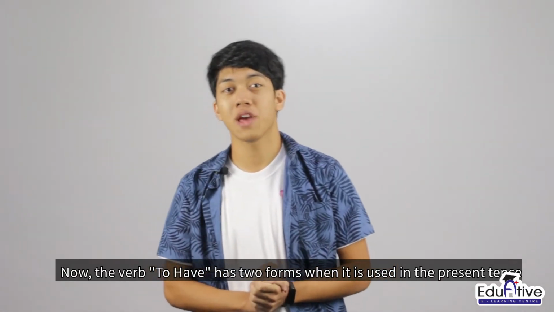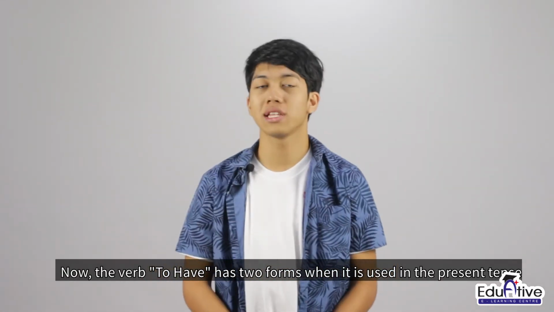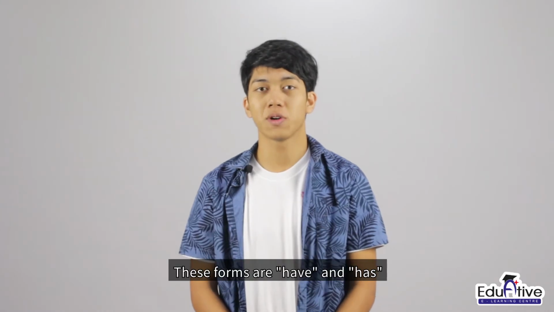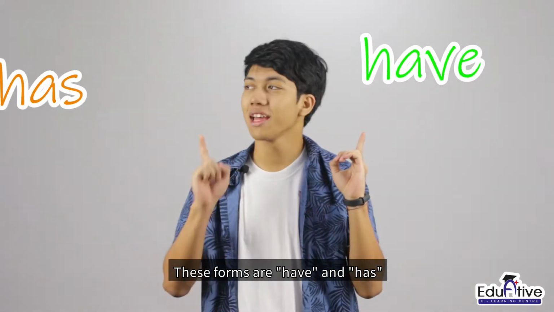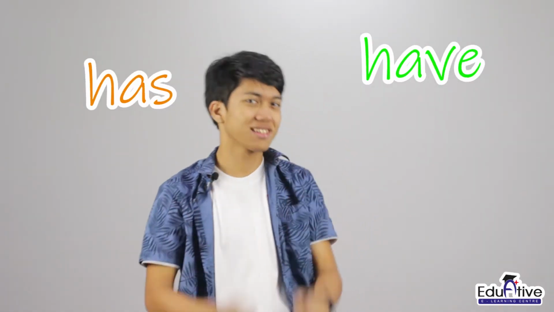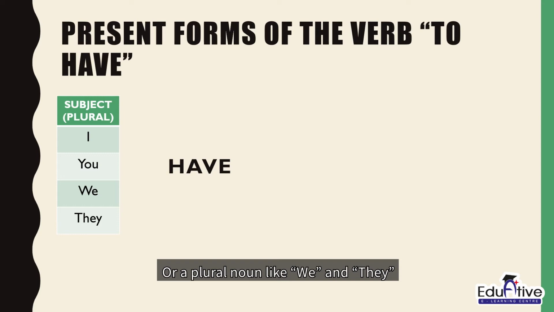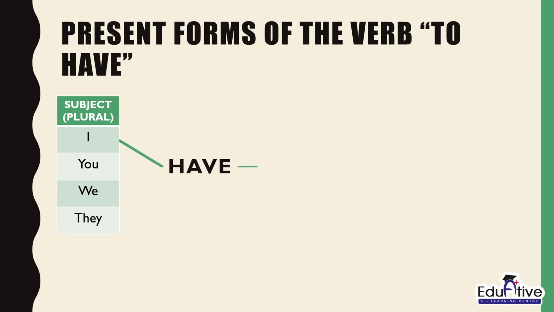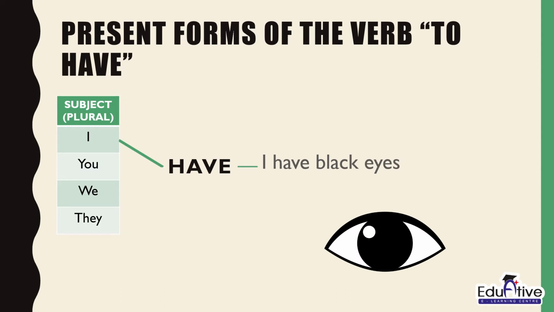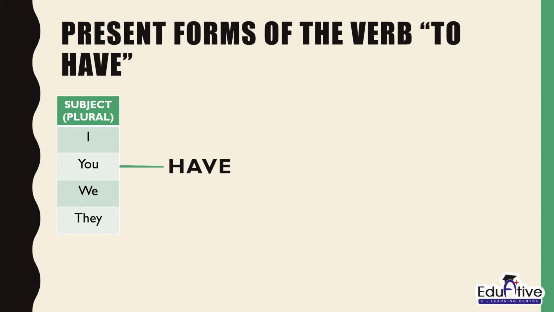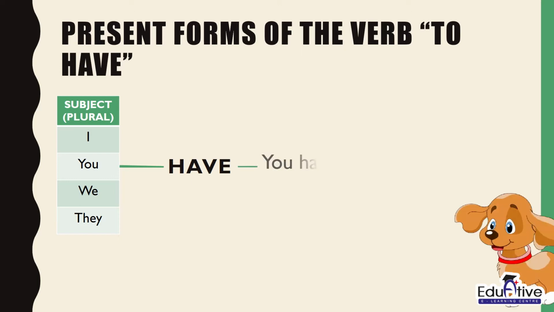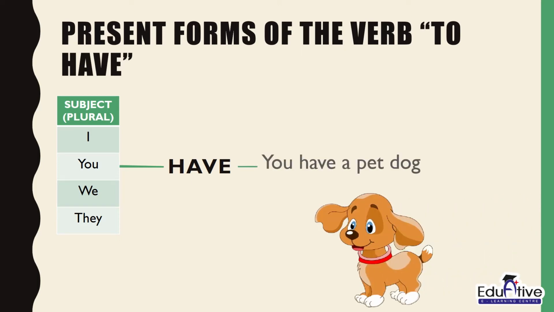Now, the verb to have has two forms when it is used in the present tense. These forms are have and has. Have is used when the subject is I, you, or a plural noun like we and they. For example, I have black eyes. You have a pet dog.